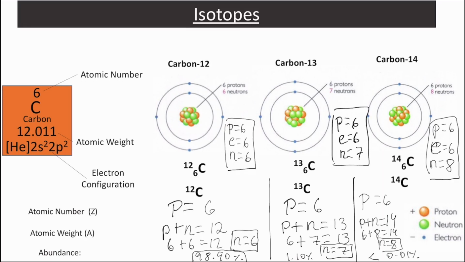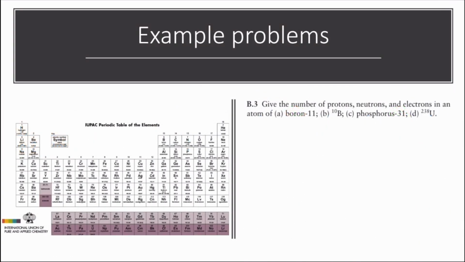Perfect. So looking at all 3 isotopes of carbon, they all have the same number of protons and electrons, equal to 6, and they differ by number of neutrons. So that's what makes them isotopes. Perfect. Let's do some more practice problems about isotopes.